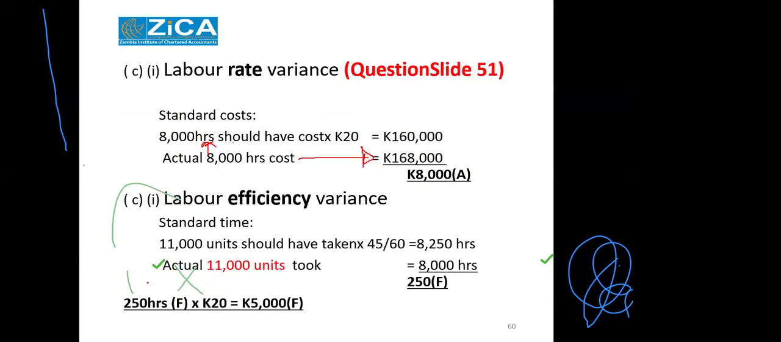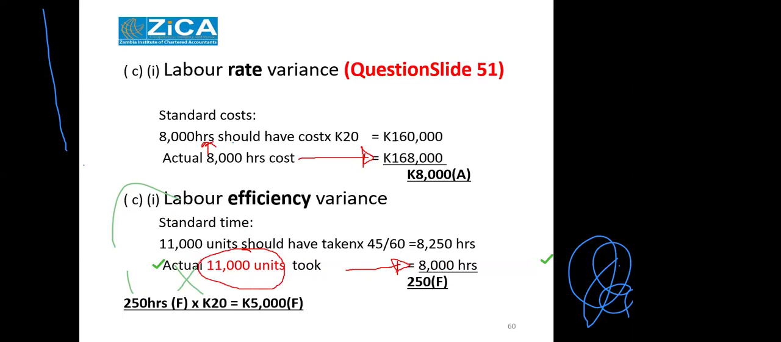Similarly, on labor efficiency, it's time. For efficiency variances, usage variances, make use of actual production. So they produced 11,000 units, which took 8,000 hours. If there are idle time hours, don't include them. For variable overhead efficiency, you only include hours actually spent on production. But we don't have that complication here.